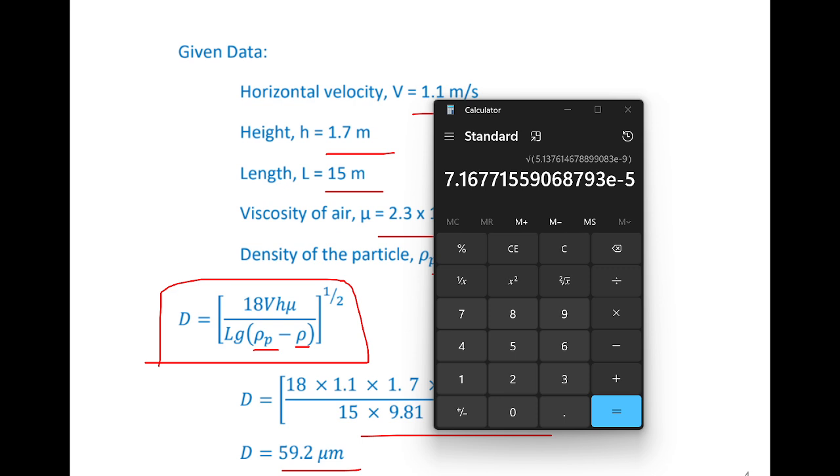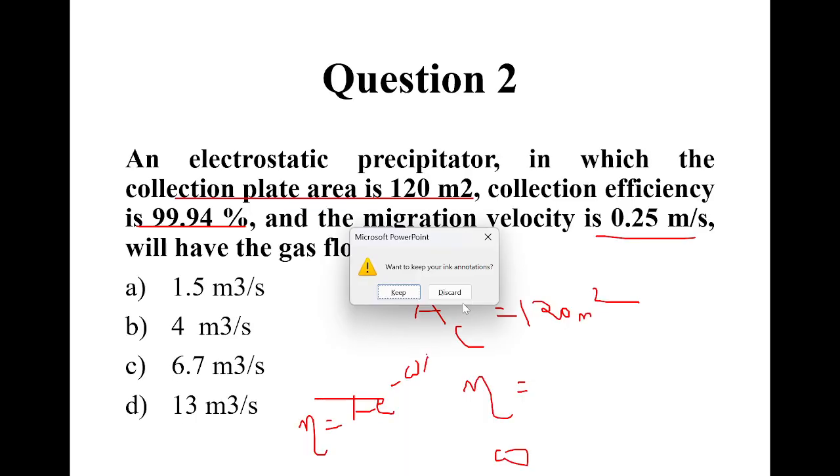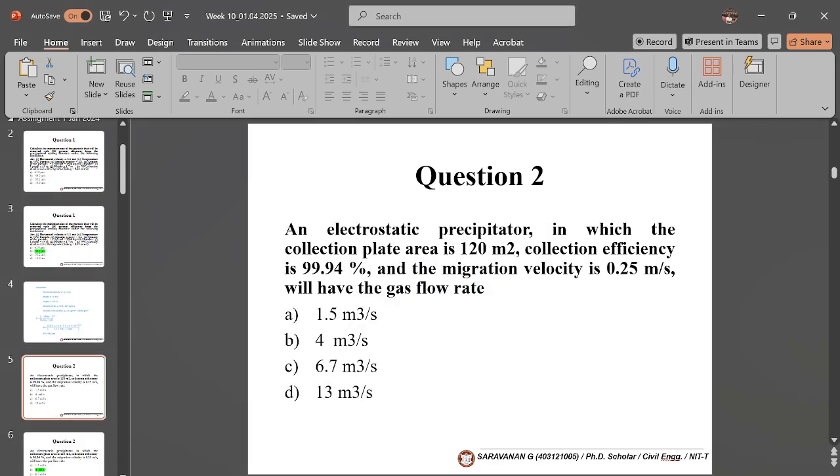What is the problem here? 71.6 is correct in 10 power minus 6. Hello. So the option is not there for 71.68. Check the answer sheet. Let me check.